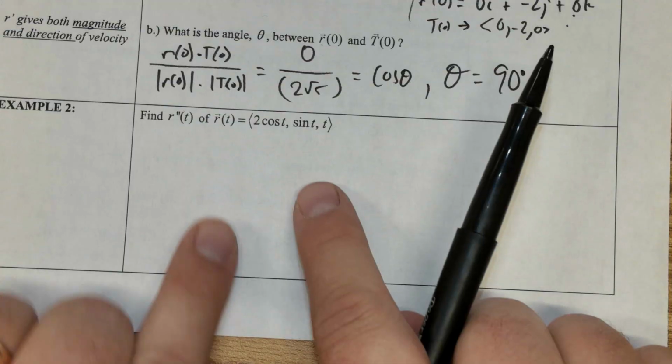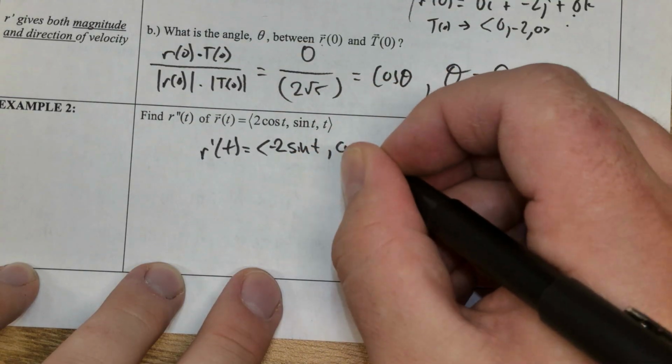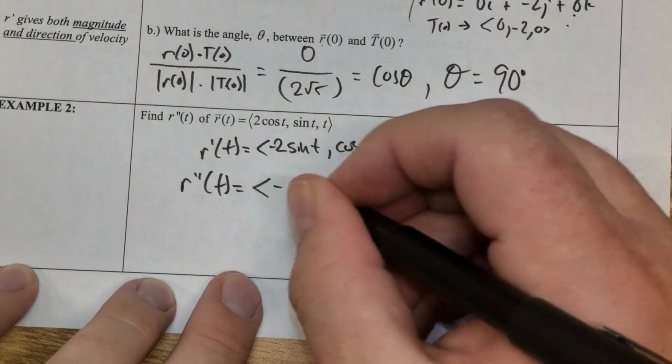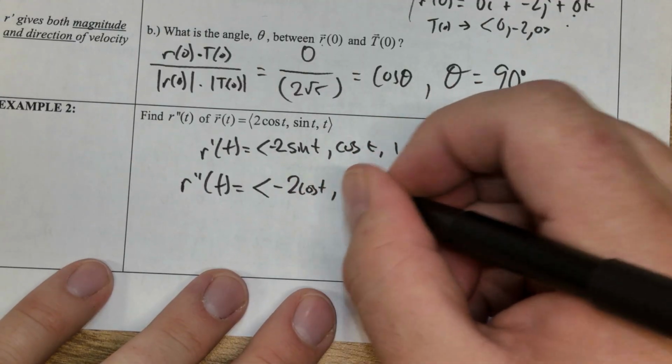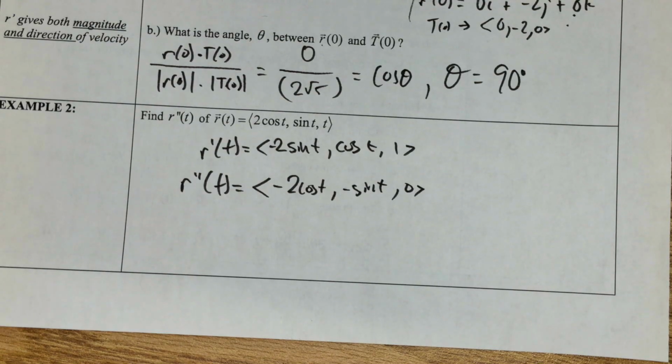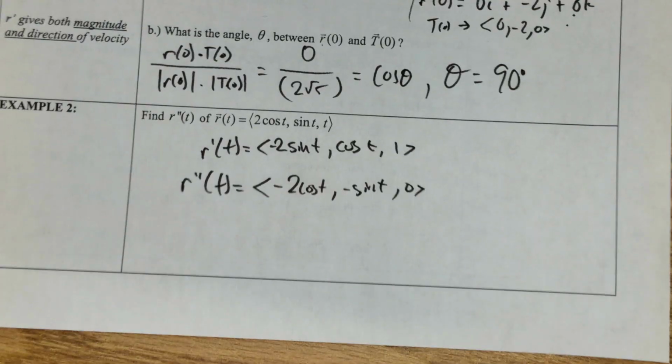What is r prime? Negative 2 sine t, cos t, 1. R double prime is negative 2 cos t, negative sine t, 0. Done. Nothing complicated, nothing special, just regular stuff out there knowing this.